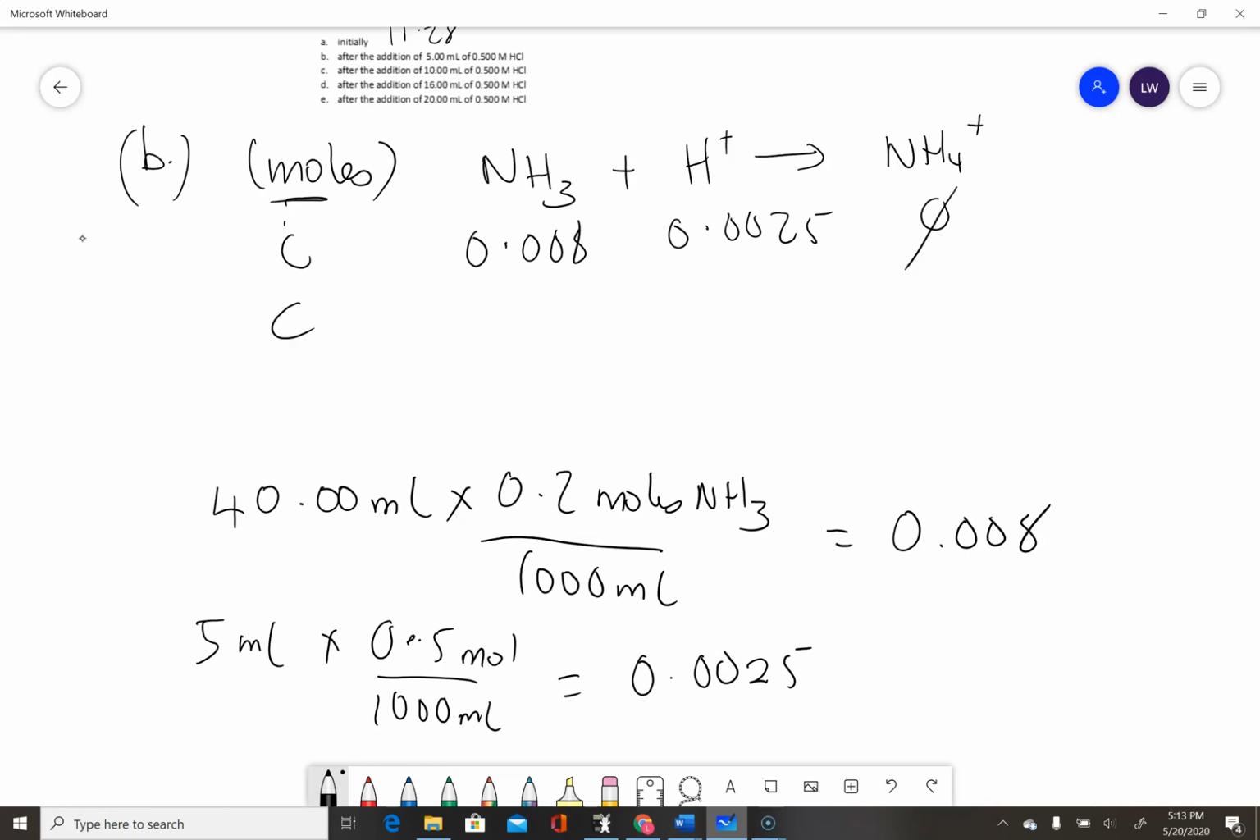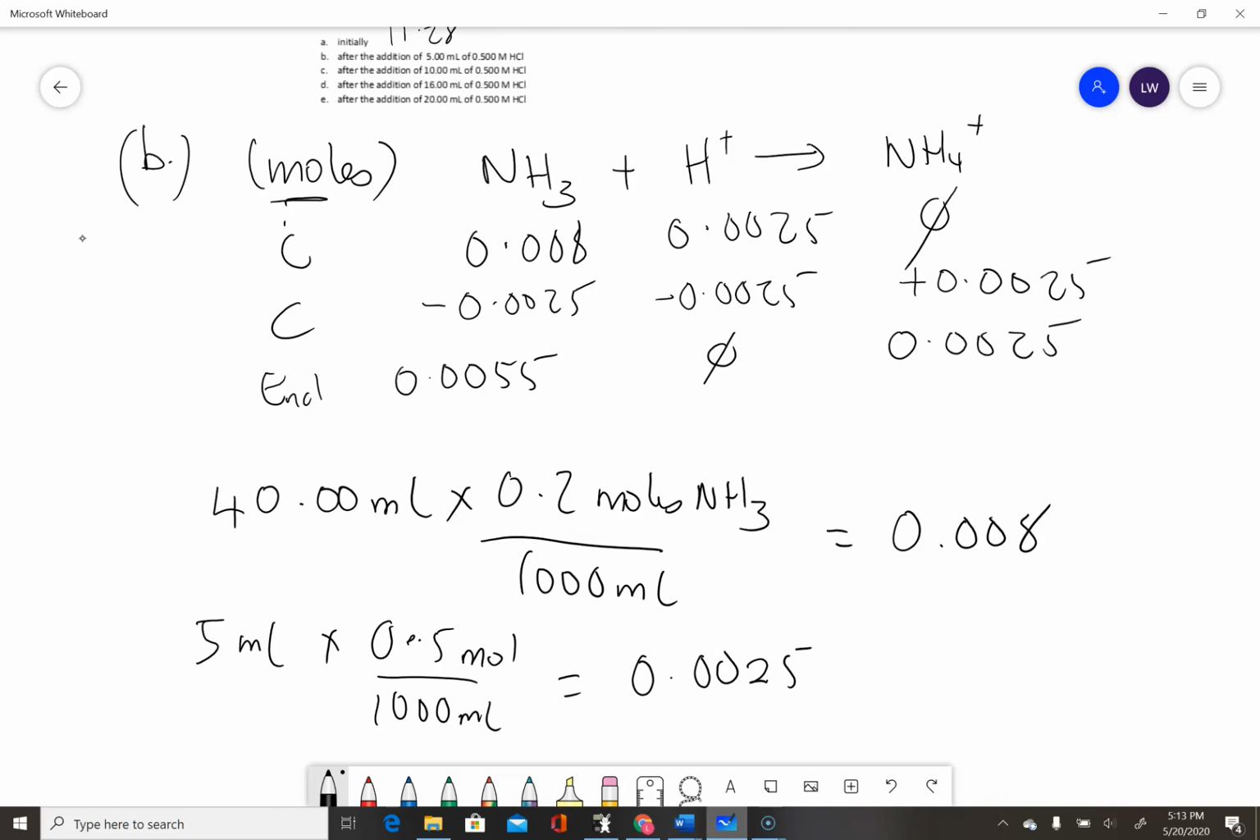So what's going to happen here is that the H+ is our limiting reactant, so that's going to get all used up, leaving none of that. This will go down by 0.0025 as well, so we can do the math on that. 0.008 minus 0.0025 leaves me with 0.0055. And then our product is going to go up by 0.0025.